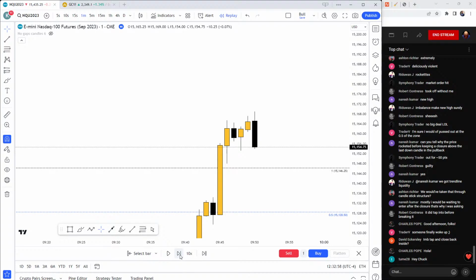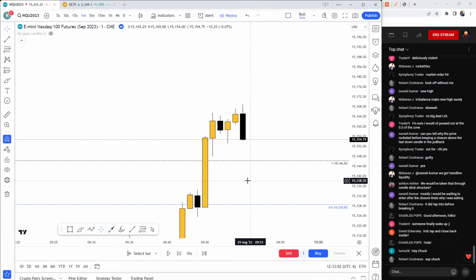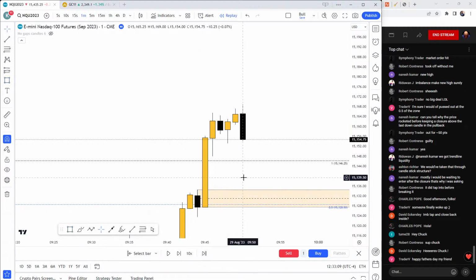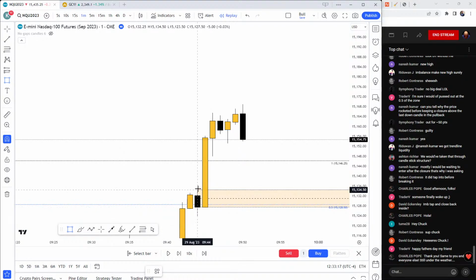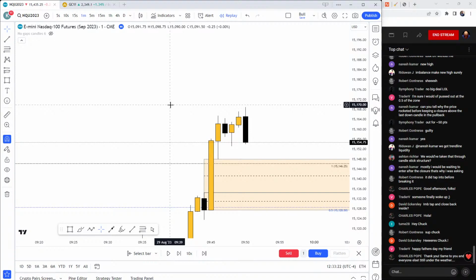If you're looking long, where are you looking long from? You've got two targets. You've got this. And you've got the open of a 945 candle here. So we've actually got an imbalance in here as well. Right? I'll actually just mark this low.